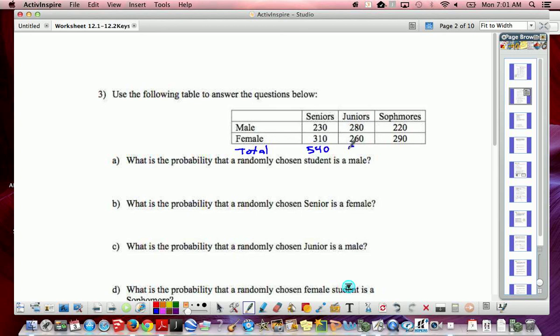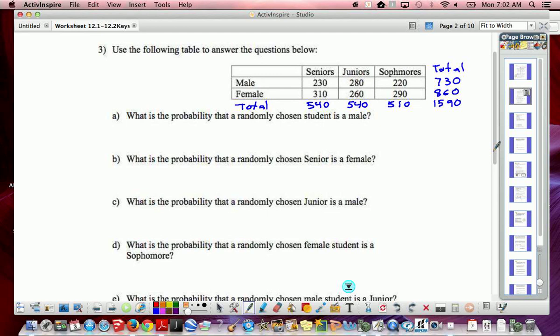Juniors is also 540. Sophomores is 510. So if I do the other totals, total males is 730. Total females is 860. The grand total adds up to 1590. So now we can start to answer some of the probability questions based on this table.